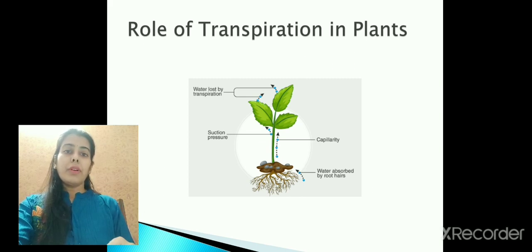Then we have learned about the difference between the two terms diffusion and osmosis. Then we understood the role of transpiration in plants, how transpiration helps in creating the suction pull which helps in absorption of water and minerals by the plant and also helps in cooling down the plant.